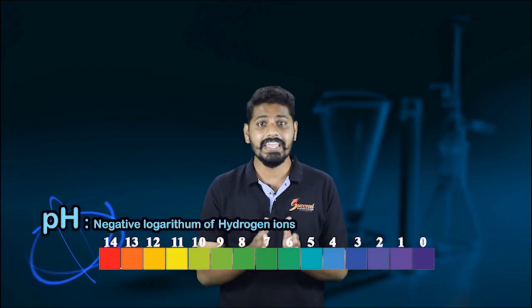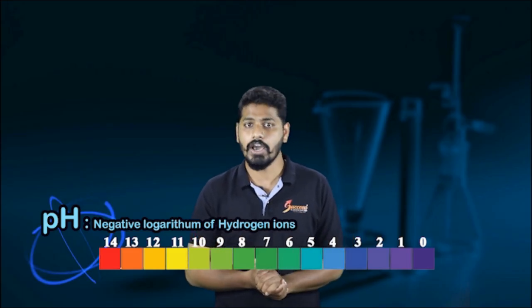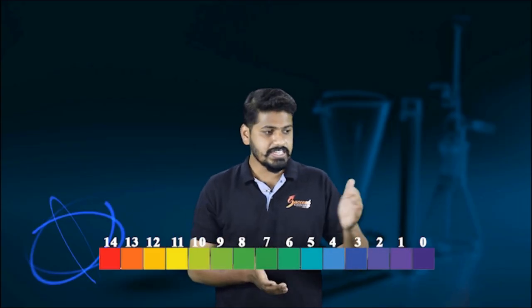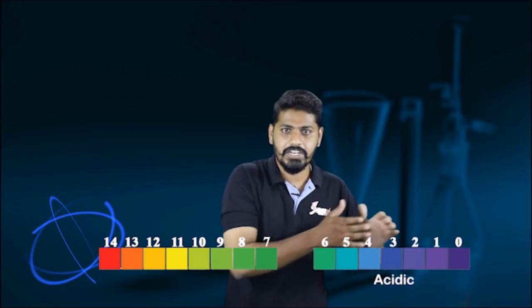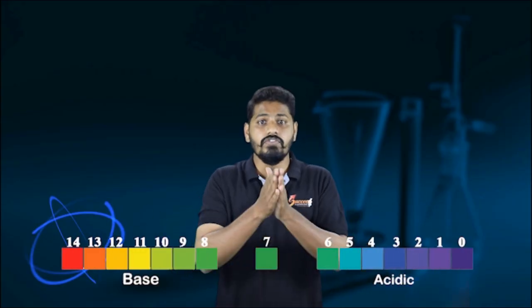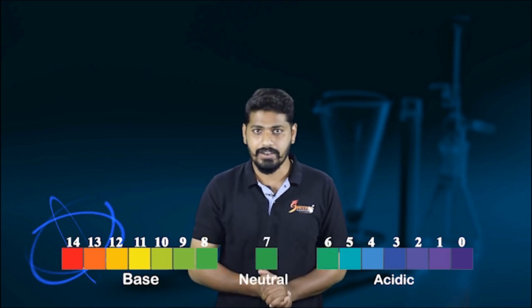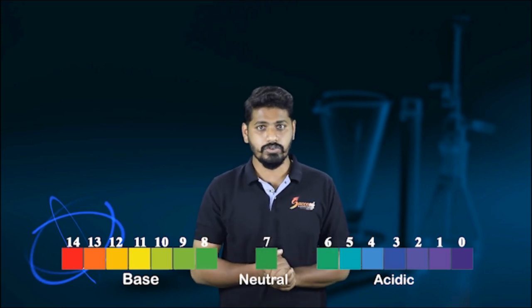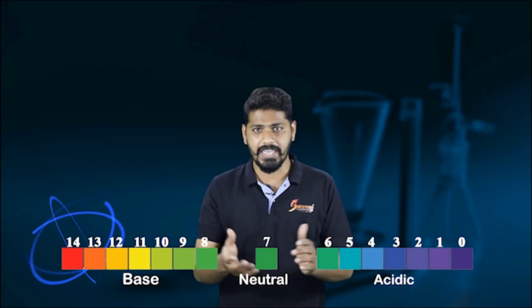The strength of an acid is determined by the pH scale. You're supposed to know what pH is. pH is nothing but the negative logarithm of the hydrogen ion concentration, right? This pH scale consists of values from 0 to 14. In that, 0 to 7 is acidic in nature, 7 to 14 is basic, and 7 is nothing but neutral.